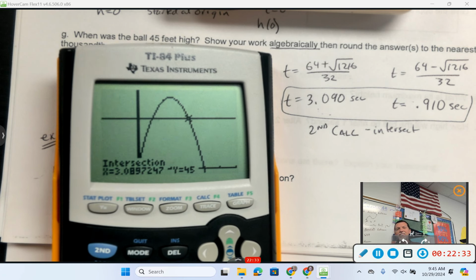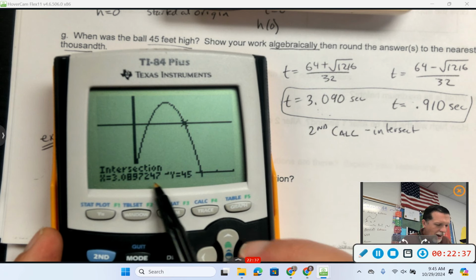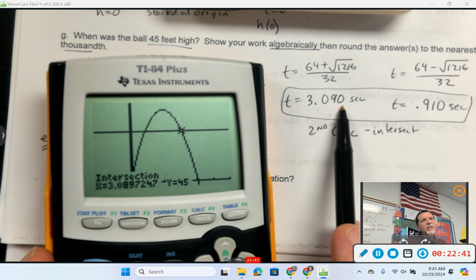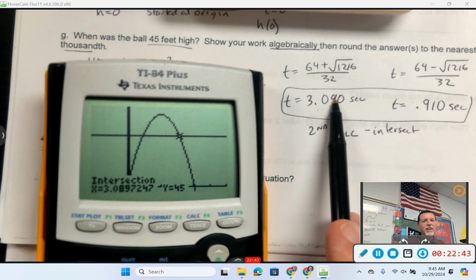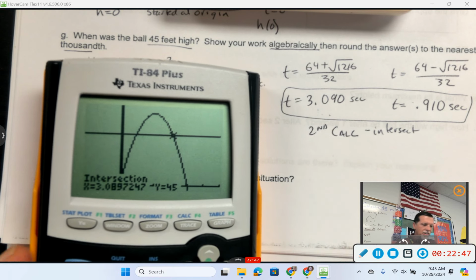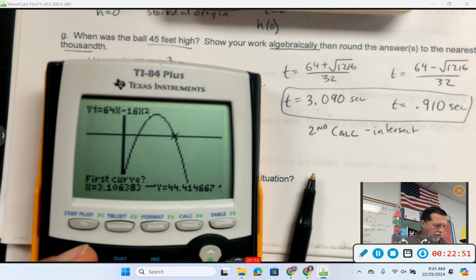I still wouldn't say that's an exact answer because it's only accurate to whatever 8 decimals, but it's certainly accurate: 3.090. So I used my calculator to get there. Again, if that's all you do, you're not going to get full credit, but it's a great check. Check the other one, second calc intersect, first curve, second curve. I'm pretty sure this one's going to be right if the first one was right.